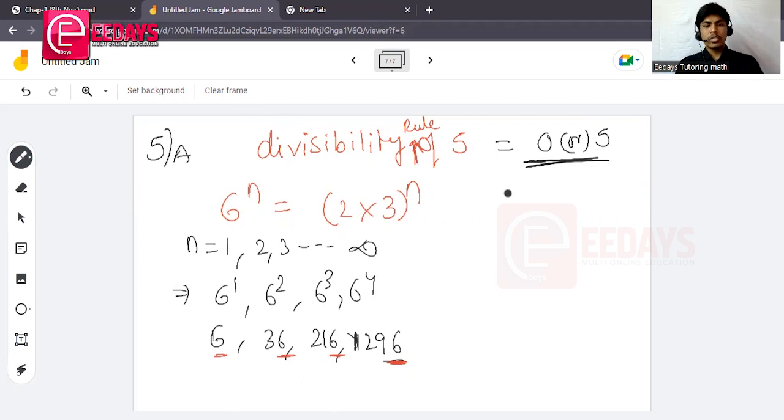That's why you can write like this: it is clear that 6 power n is not divisible by 5. You can show the example like this: take some natural numbers n equal to 1, 2, 3, and so on, and substitute over there. You'll get like this. I hope everyone is clear.